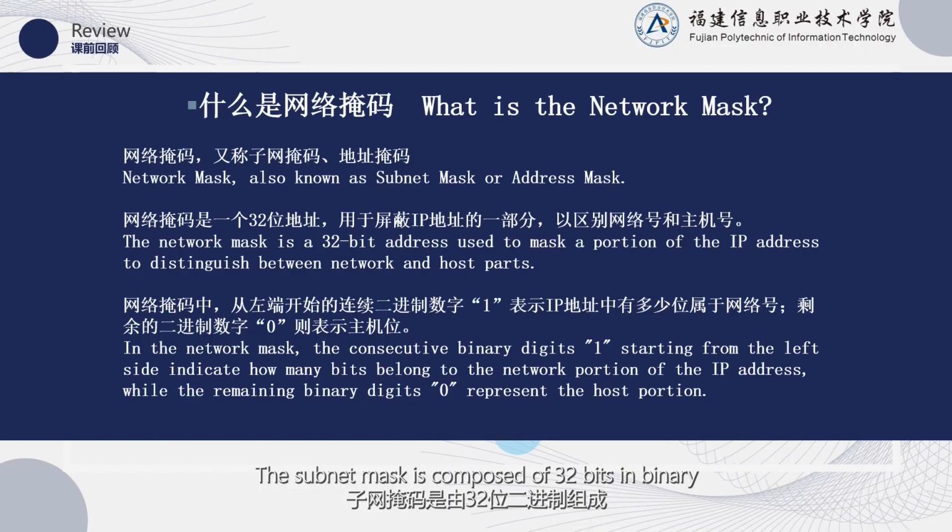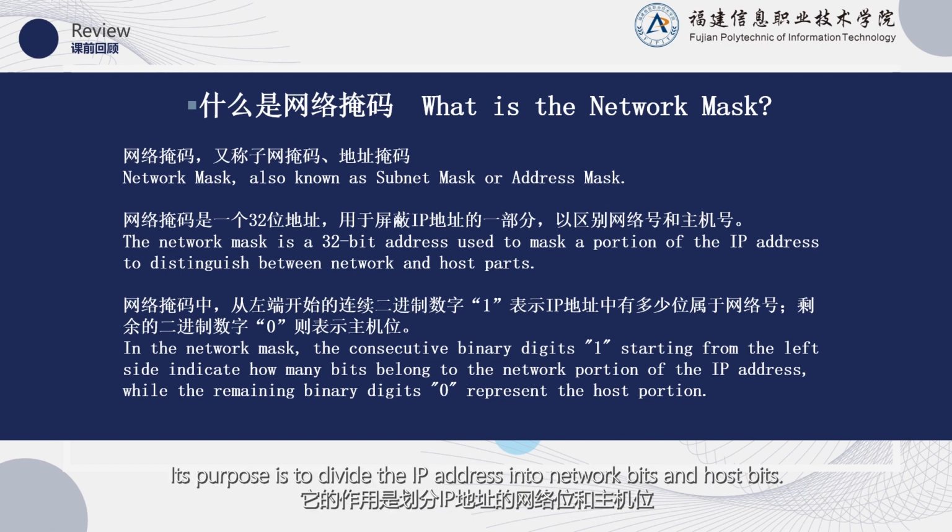The subnet mask is composed of 32 bits in binary, represented by a sequence of contiguous 1s and 0s. The 1s correspond to the network bits of the IP address, and the 0s correspond to the host bits of the IP address. Its purpose is to divide the IP address into network bits and host bits.